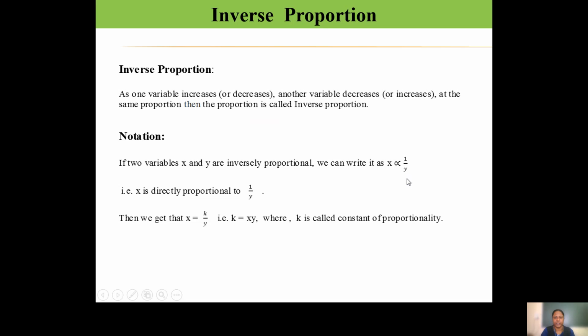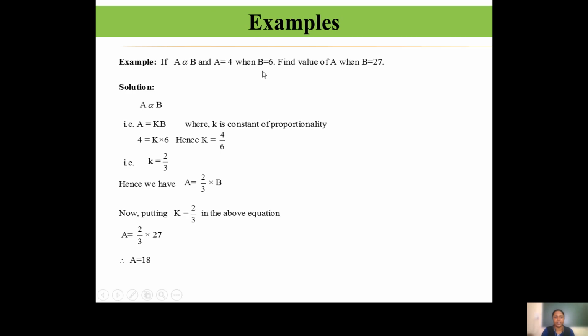Whenever x is directly proportional to 1 upon y, we can write x equals k upon y, that is k equals x into y. Again k is the constant of proportionality. So that is about inverse proportion. Now we'll see examples based on direct proportion and inverse proportion.